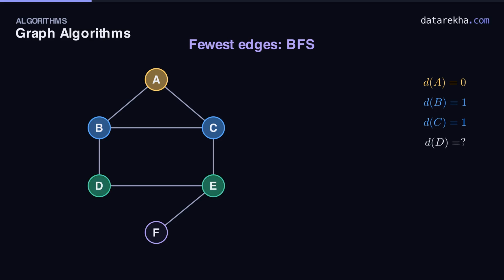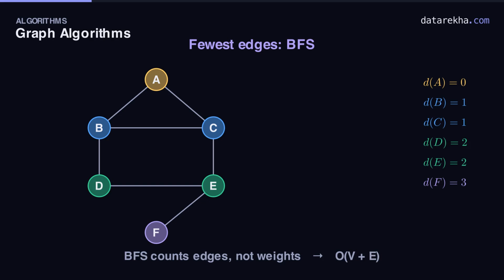2 steps out. The new vertices reachable from that ring. D and E, both distance 2. And 3 steps out. F, the last vertex, at distance 3. That's the whole idea. The first time breadth first search reaches a vertex, it's by the fewest possible edges. Fast, order V plus E.